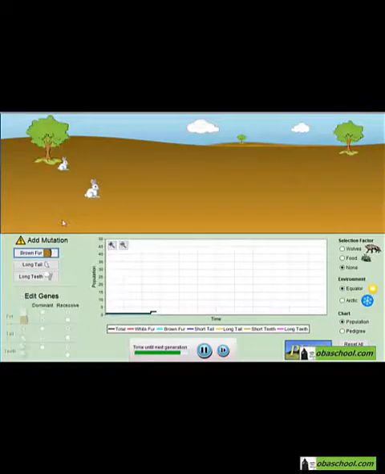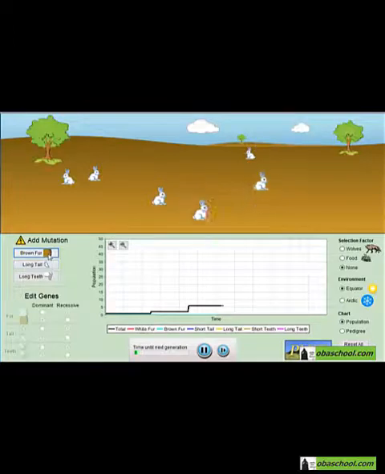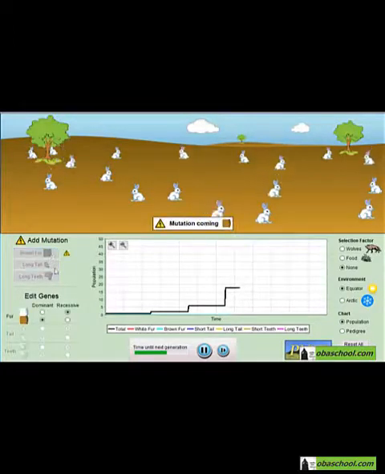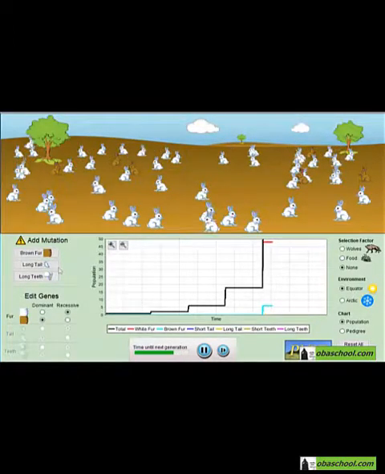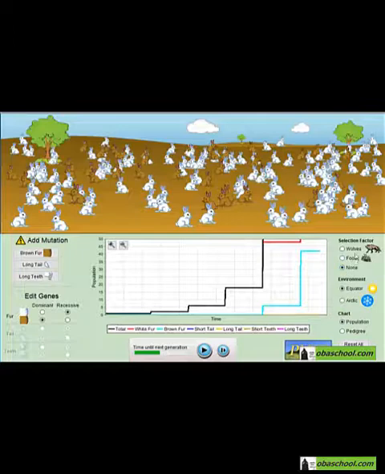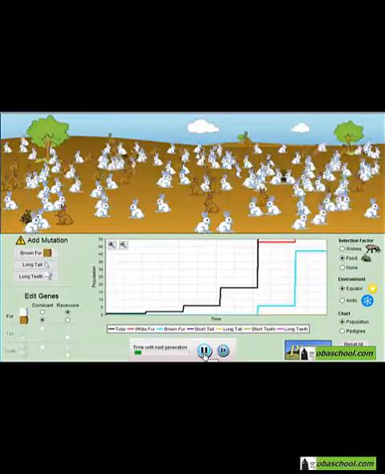I will now reset and start over to try another selection factor. I will add the mutation of fur color again. The selection factor I will choose this time is food. This means that in the environment of these rabbits, food will now be in small quantities and will not be enough for all the rabbits. The rabbits will have to compete for food.